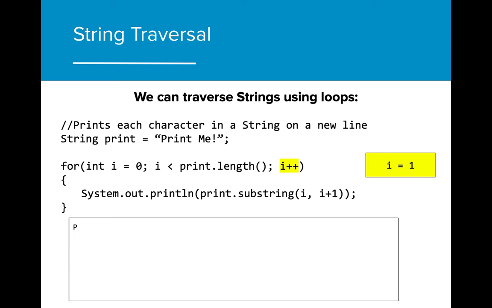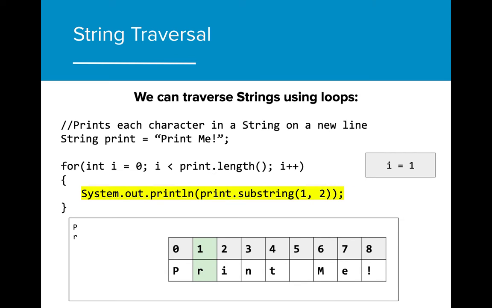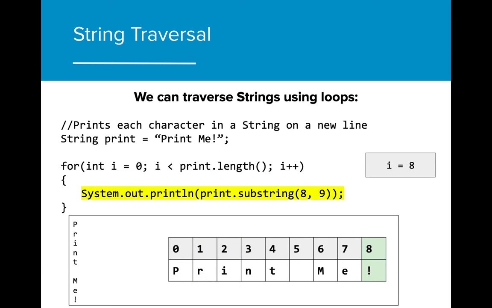The for loop then returns to the increment, which increases the value of i by 1. Then i is checked against the Boolean expression. In this case, because print.length equals 9, i is less than 9. The for loop then is executed. In this case, the print.substring i, i plus 1 is returned to the print statement. Because i is 1, the actual value returned is the result of substring 1, 2. The character at index 1 is R, which is then printed on the screen. This is repeated again and again until i reaches the end of the string.